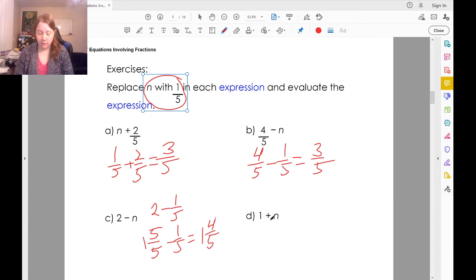Letter D, we have 1 plus n, or 1 plus 1/5. And if I have 1 and I'm adding 1/5 to it, that's just going to be 1 and 1/5.